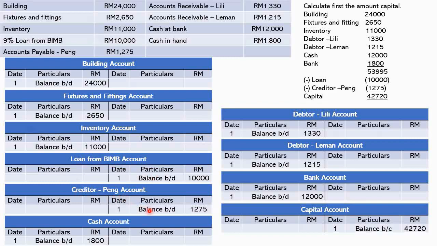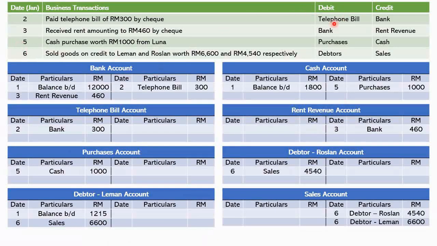Creditor adalah liability sebelah credit. Cash adalah asset sebelah debit. Debtors adalah asset, so debit. Bank pun adalah asset, debit. Capital adalah equity, so di sebelah credit. Masukkan betul-betul punya opening balances ni. Okay. Dah masuk opening balance, barulah kita boleh record kita punya double entry yang kita dah identify tadi. Ya, yang debit telephone bill, credit bank. So, buka account.